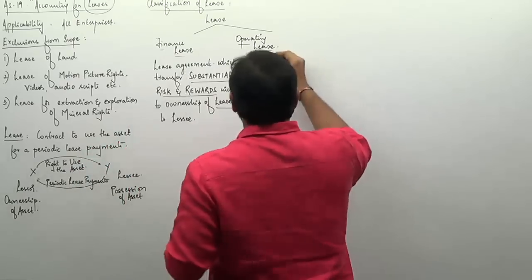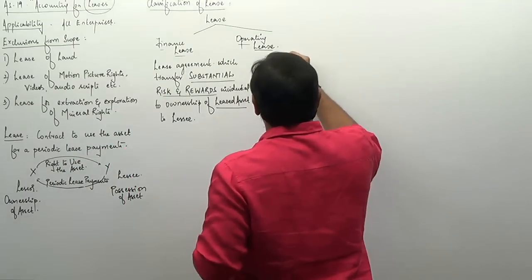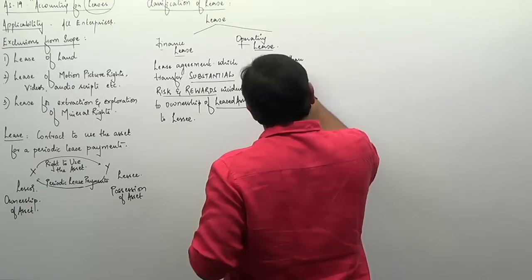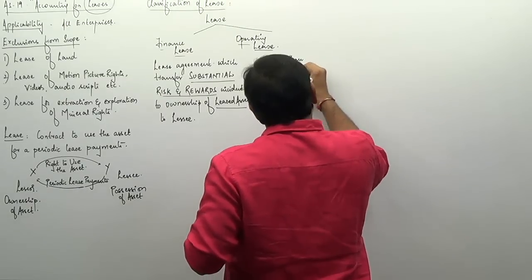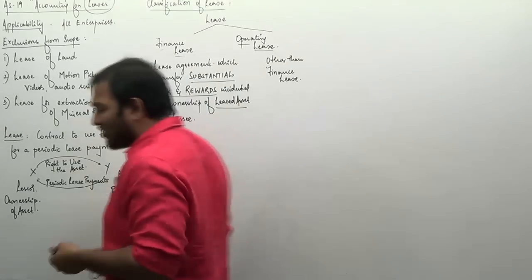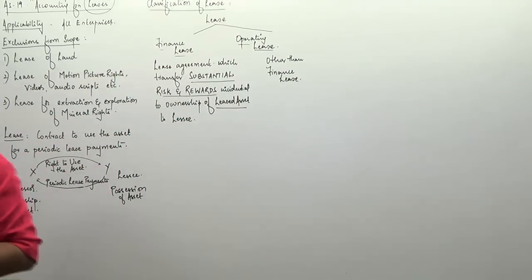While operating lease can be simply put as other than finance lease. Other than a finance lease can be called as operating lease, or in a simple sense, where substantial risk and rewards are not transferred to the lessee, I can call that as an operating lease.